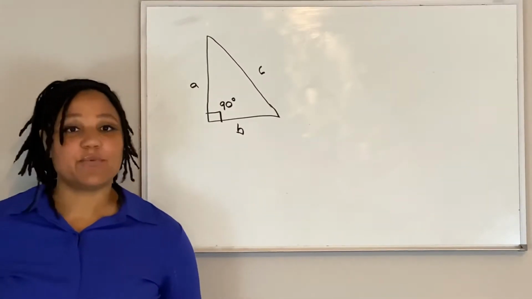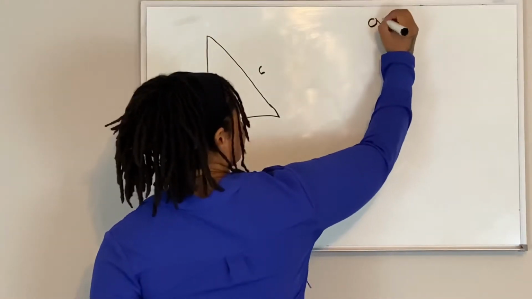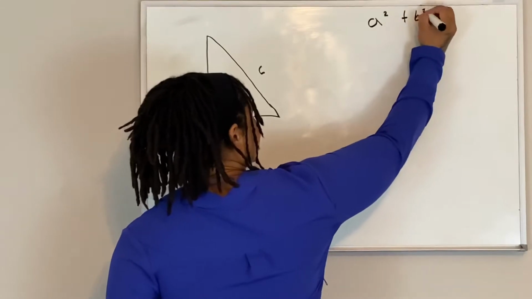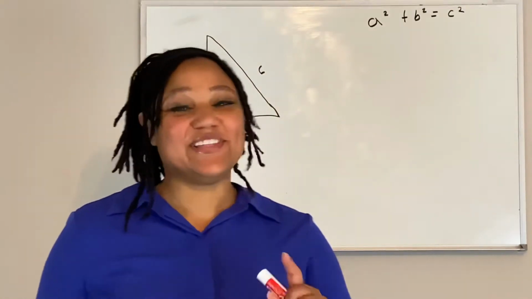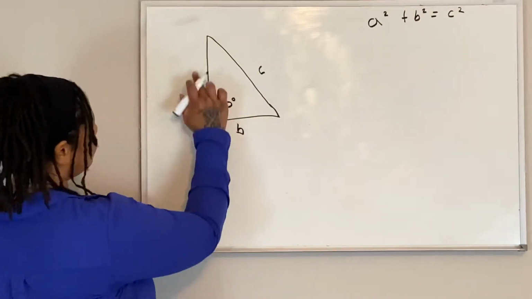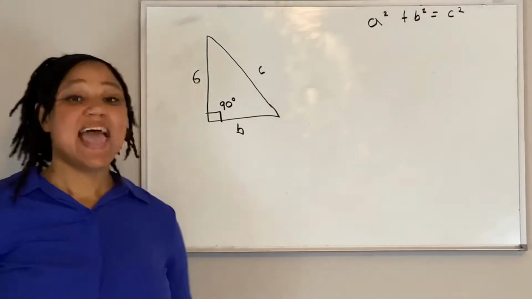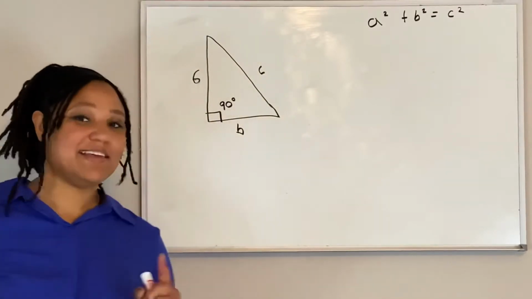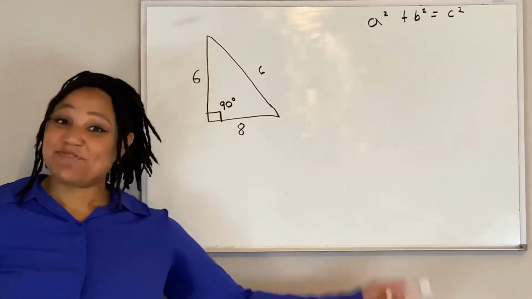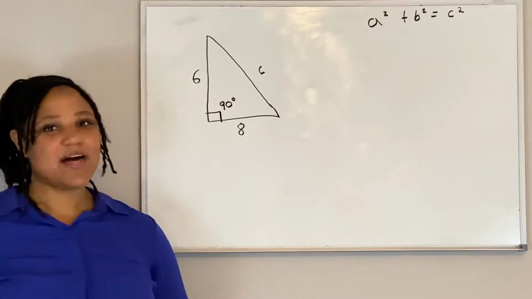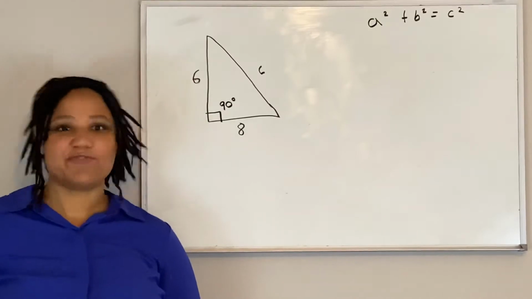So the formula that we use when applying Pythagorean theorem is as follows. We're going to use the formula a squared plus b squared is equal to c squared. So let's say that I give you the length of two sides. For side A, I'm going to give you a length of 6. And for side B, a length of 8. Let's say that I ask you to find the length of the third side. Well, what are you going to do? You're going to plug it into our wonderful formula and solve for C.